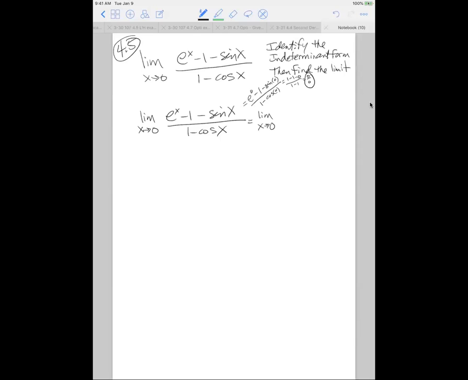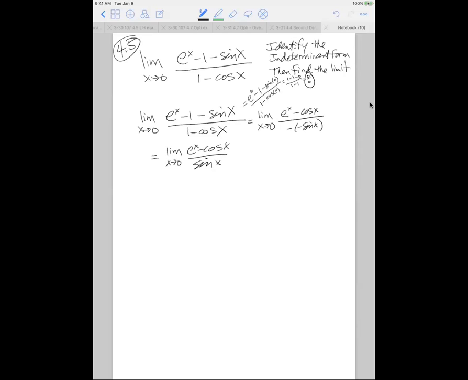Derivative of the top: the derivative of e to the x is e to the x. Derivative of 1 is 0. Derivative of sine is cos, and it's got a minus sign in front of it, so it's minus cos x. Over, derivative of 1 is 0, and with the minus sign in front, the derivative of cos is minus sine. So this is equal to the limit as x goes to 0 of e to the x minus cos x over sine x.